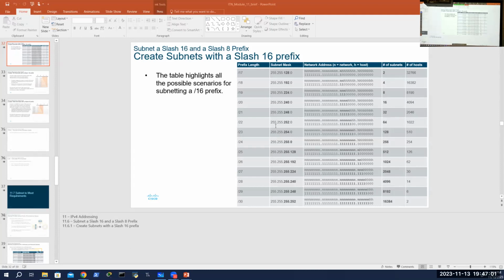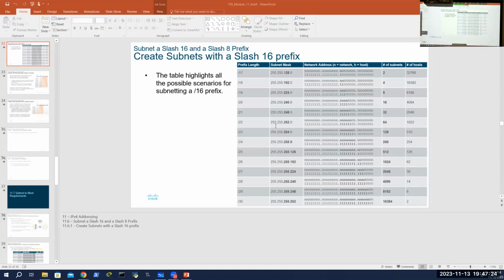Right. The slash number by itself can't tell you how many subnets you're going to create. You have to know what your original prefix value was. Your original prefix value could be /26, right? And if you subnet to a /28, you have 4 subnets.